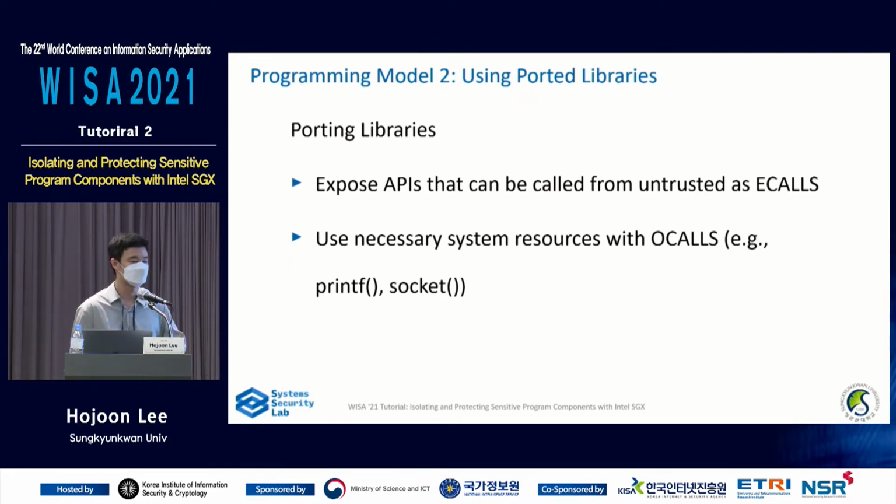All right, so porting a library should go something like this. You want to expose APIs that are meant to be called, so they need to be exposed in the form of ecalls. And then remember that we cannot call system calls or call libc functions that involve system calls. You have to make ocalls in the enclave, using the ocall proxy to call simple functions like printf and socket. So this is a lot of work, a lot of repetitive work, and it is very easy for the developer to make a mistake and make the library insecure.